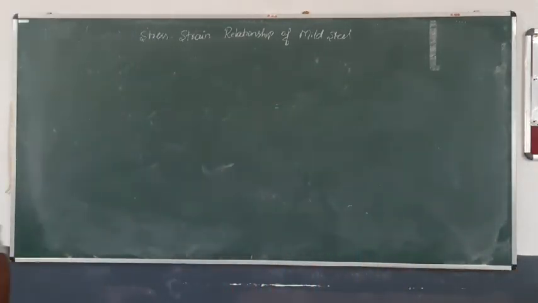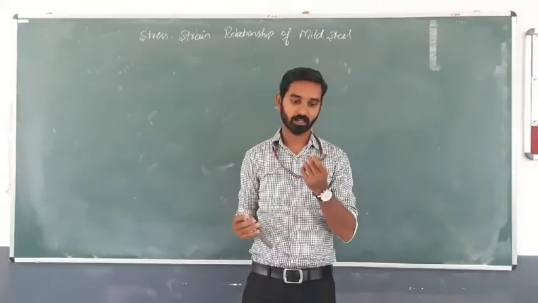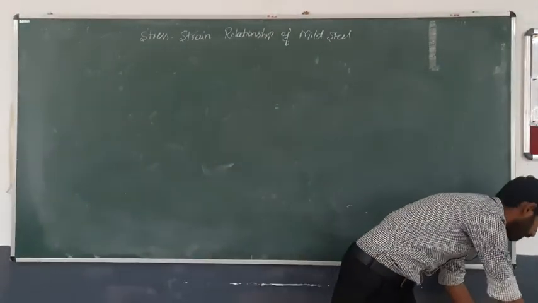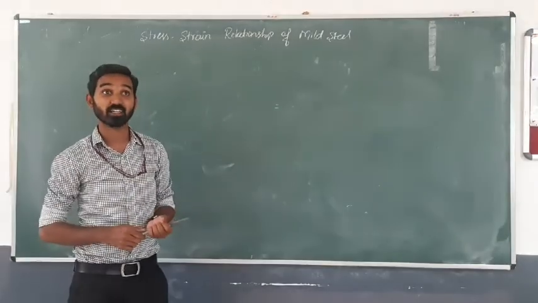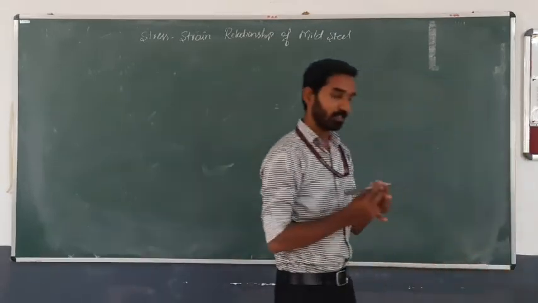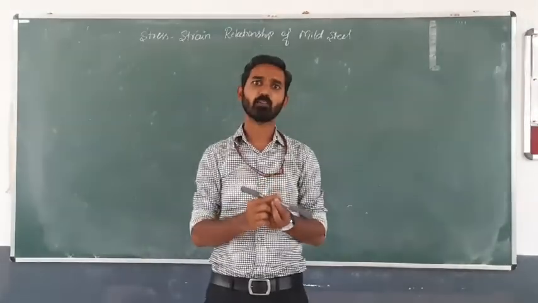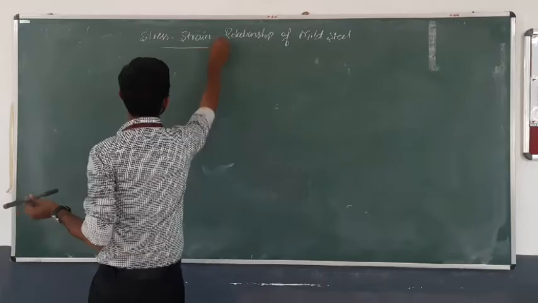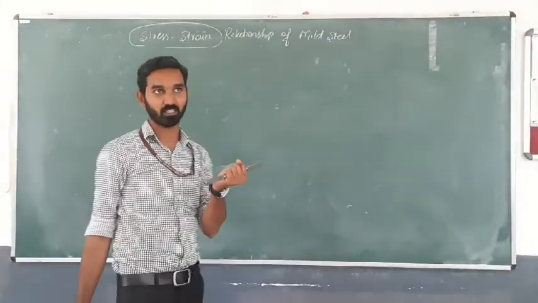Here I have taken a specimen of mild steel and one more of iron. What is the difference between mild steel, iron and copper? The only thing in mild steel as well as iron is that the percentage of carbon content varies. So this specimen is called a mild steel specimen. Why is mild steel particularly taken? Because we can study the stress strain relationship property in detail with the help of mild steel.